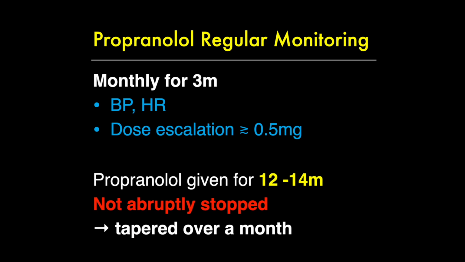The regular monitoring of propranolol includes checking the blood pressure and heart rate. We do it monthly for 3 months, and whenever we increase the dose to 0.5 milligram or greater. The baby is growing at a rapid rate, so we usually have to increase the dose every month, and whenever we do that, we check the blood pressure and heart rate. Propranolol is given for almost a year or sometimes more, depending on the rate of regression, and it is never stopped abruptly. This beta blocker is tapered over a month.